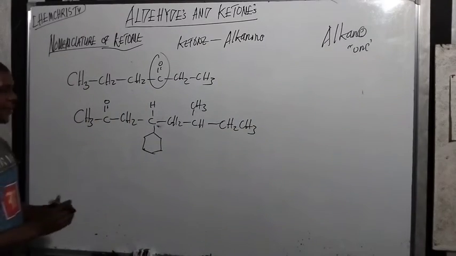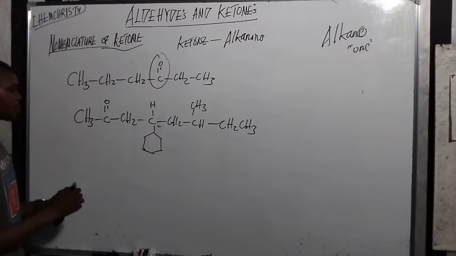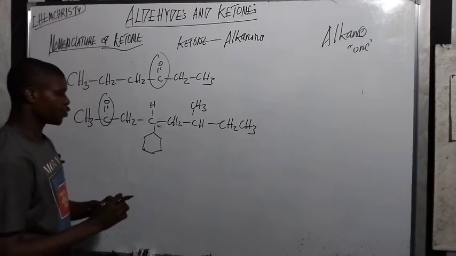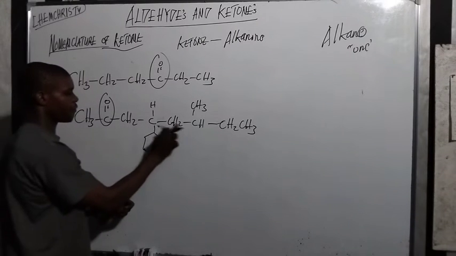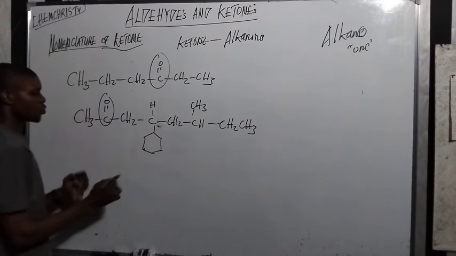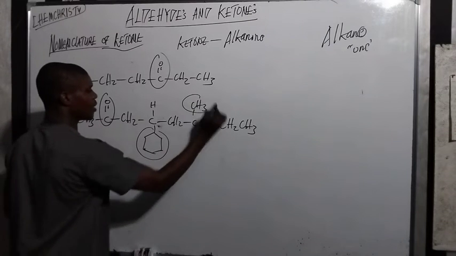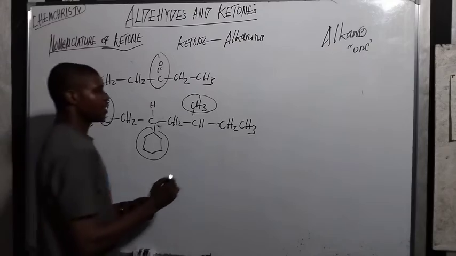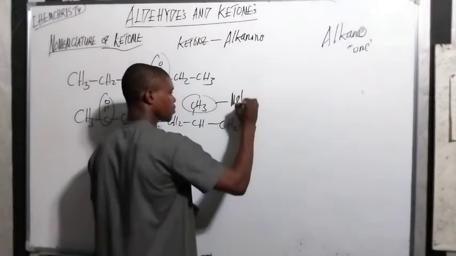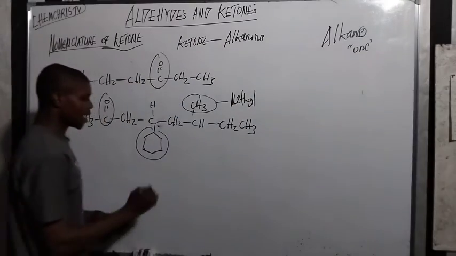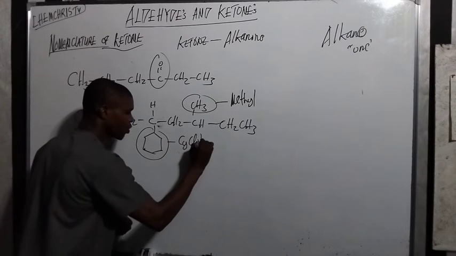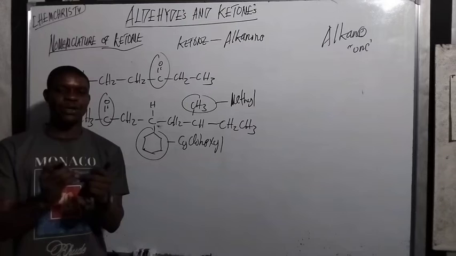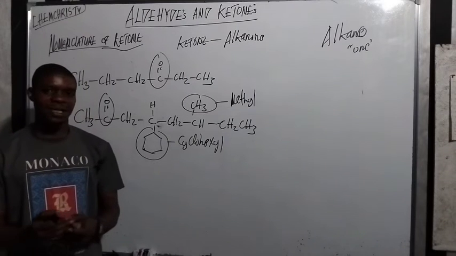Okay, now let's look at this one. How do we name this one? Here is my functional group, so it must have the lowest possible number. Here we have 1, 2, 3, 4, 5, 6, 7. We have this group and this group here, so we have two substituents. Here we have the methyl. Here we have cyclohexyl. Whenever cyclo is a substituent, it is called cyclohexyl.